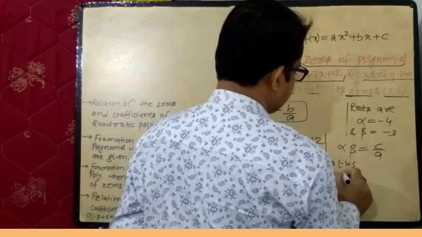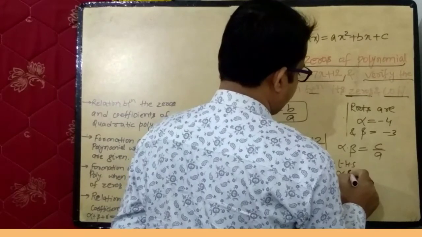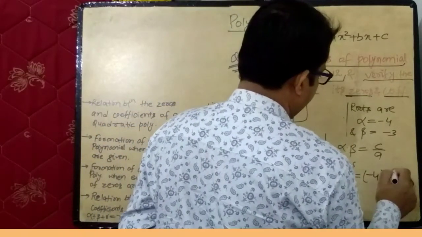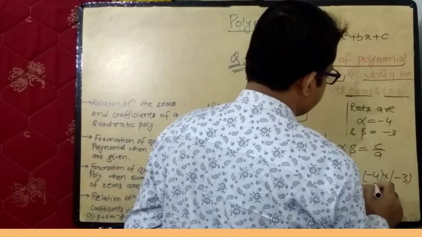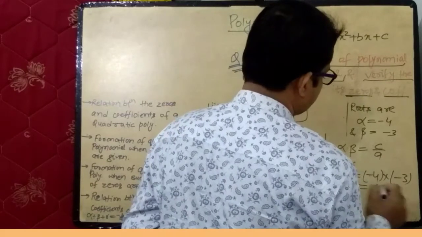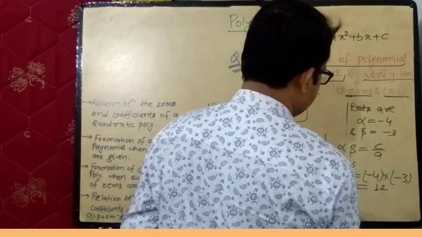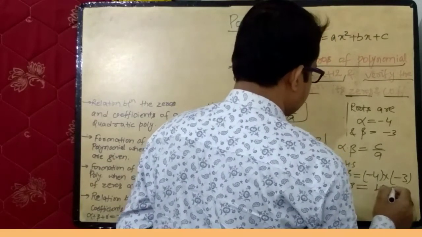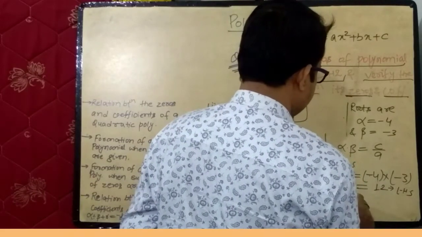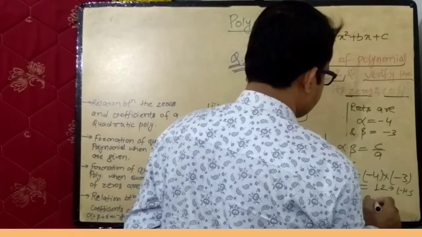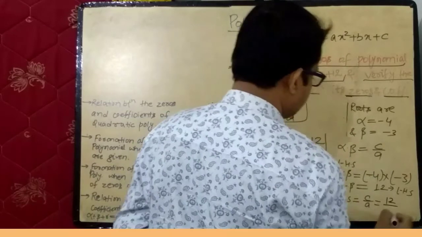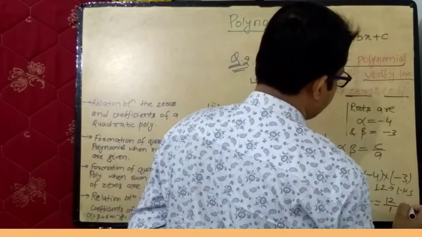The LHS of this expression is alpha into beta, and alpha equals minus 4, beta equals minus 3. You will get minus into minus plus, and 4 threes are 12. So alpha into beta equals 12. This is the LHS, and in the RHS it is given c upon a. What is the value of c? 12 upon, what is the value of a? 1. You will get 12.